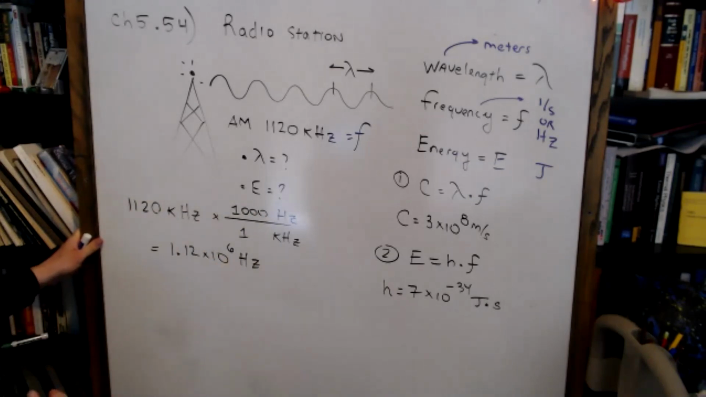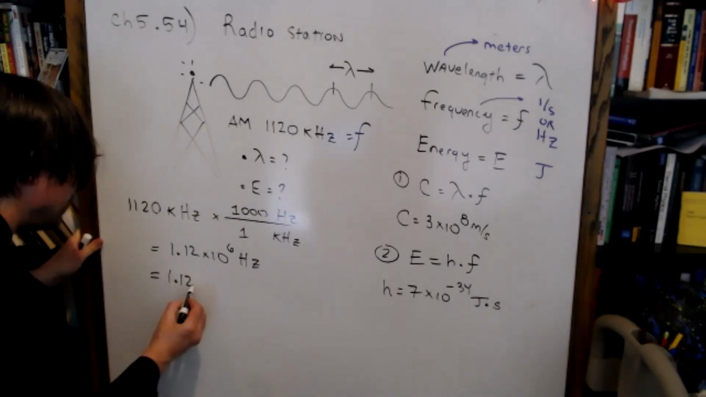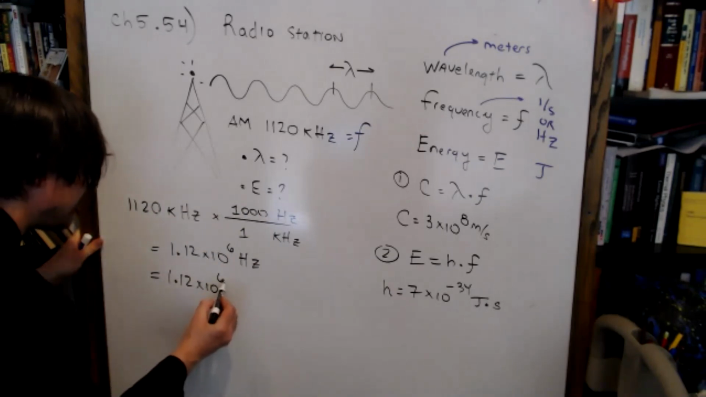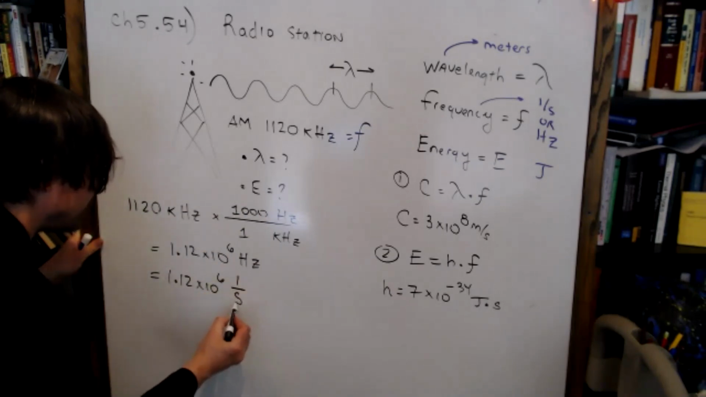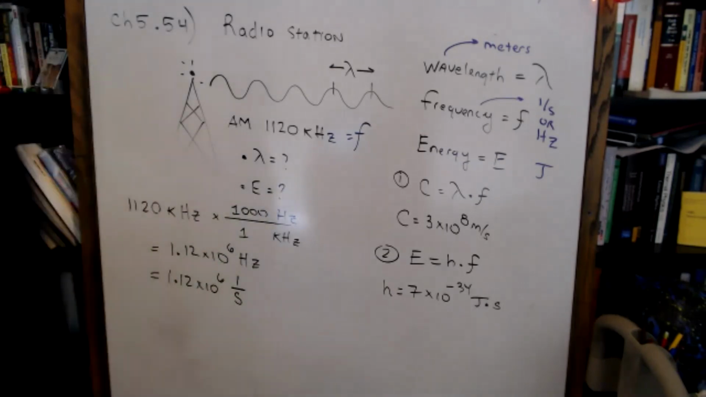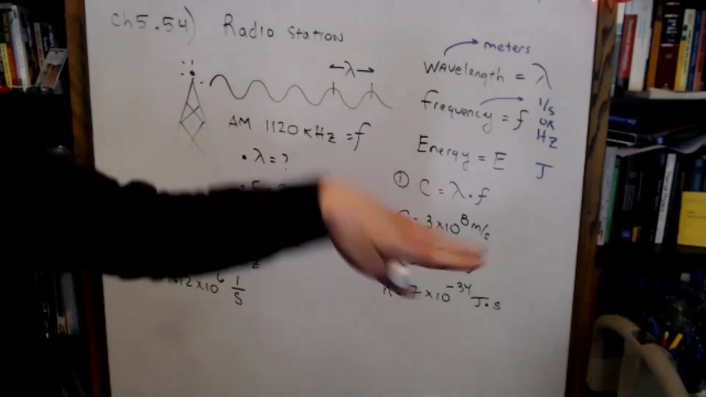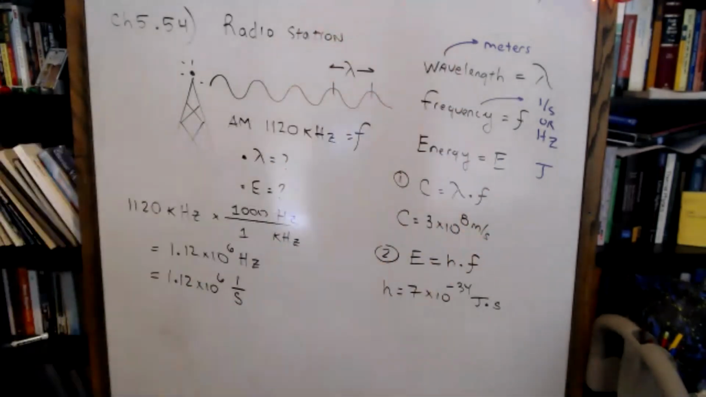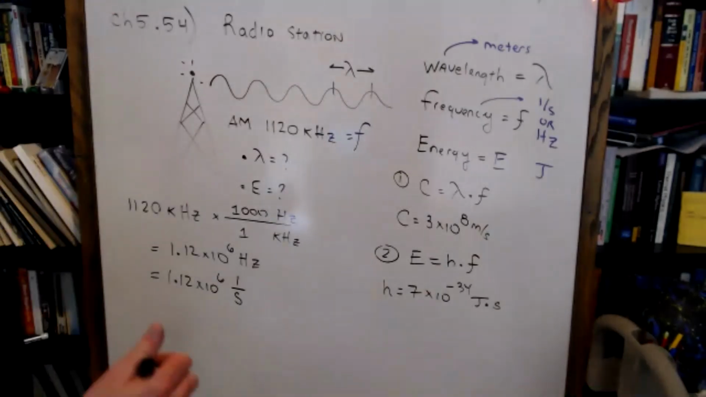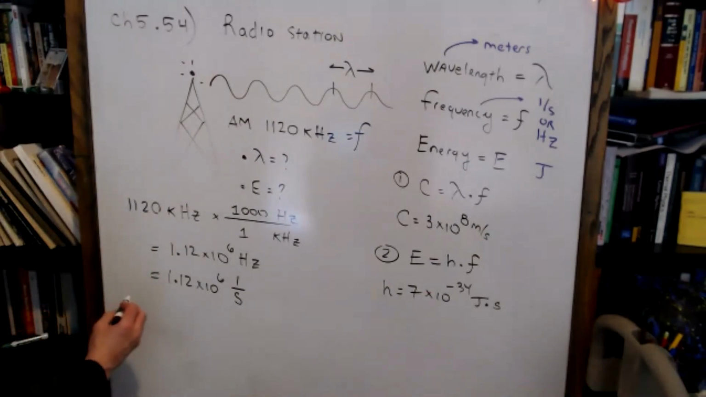And 1.12 million hertz is the same thing as 1.12 million. We sometimes say cycles per second, but it's written as 1/seconds. That's what a hertz is. It's a cycle per second. So this is our frequency expressed in MKS units. Now we can use one of our equations to solve for wavelength.